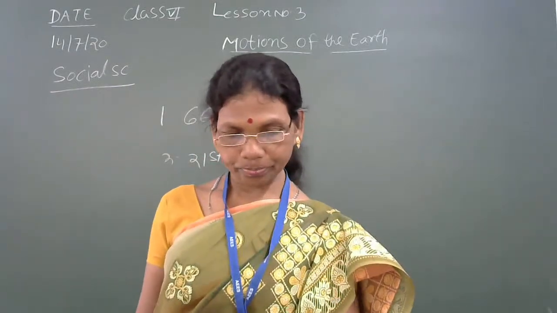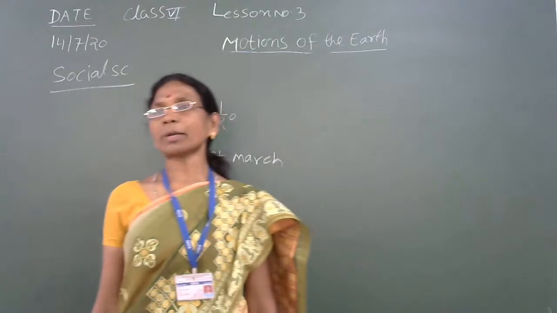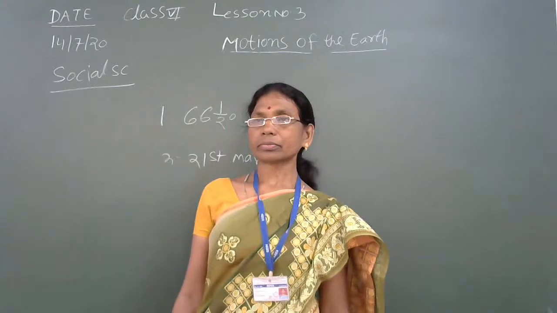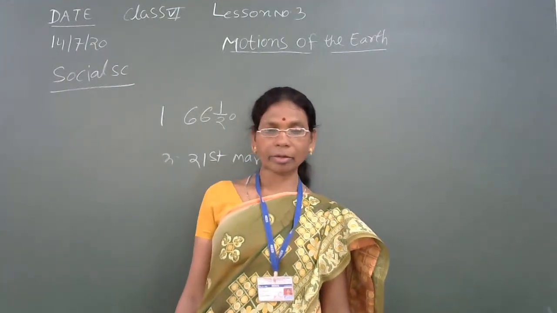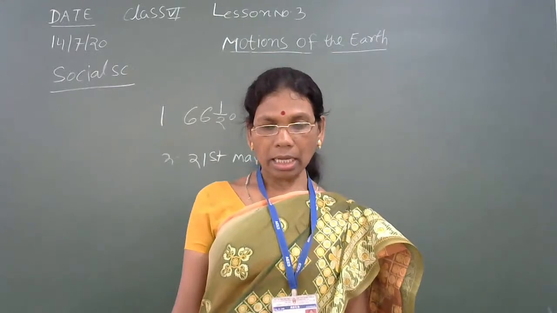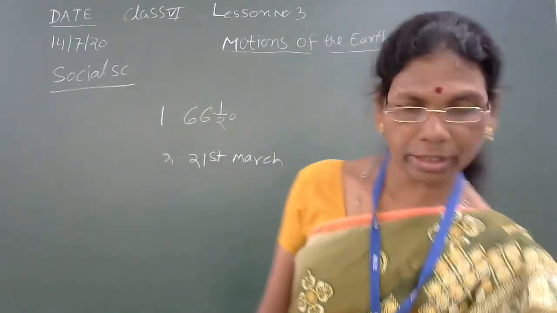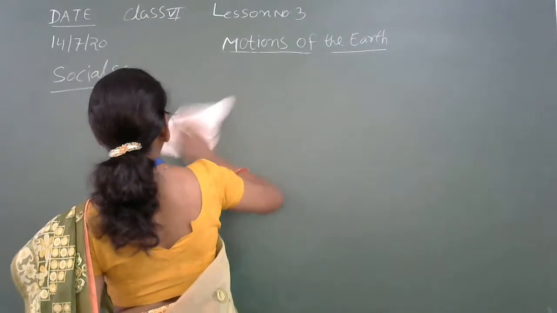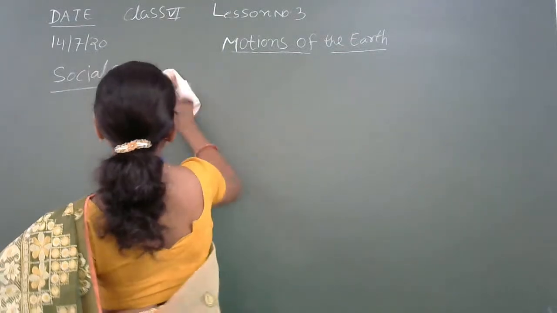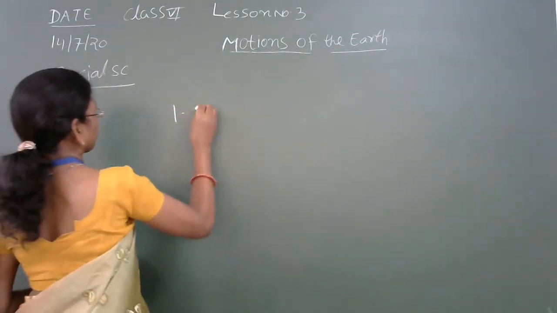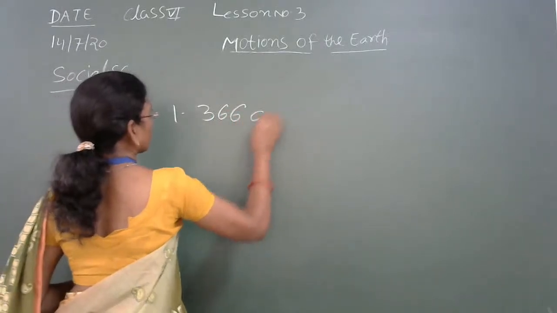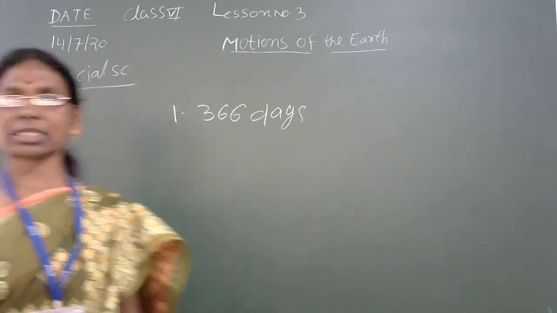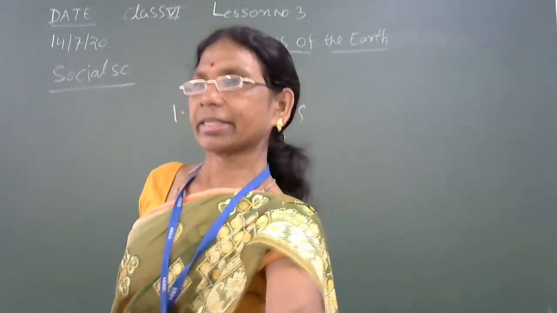Okay, now come to the next question, that is fill in the blanks. Now you can take your pencil. First, a leap year has how many days? Hurry up, take the answer. How many days? 366 days. Yes, correct.